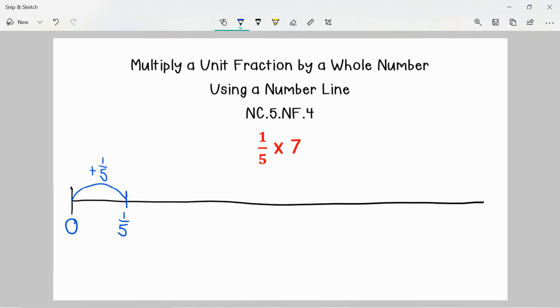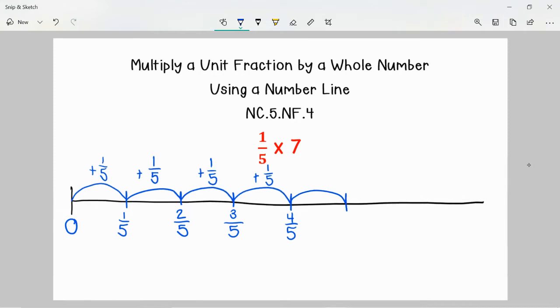And I know that would be 1/5. Then 1/5 more, and that would be 2/5. Then 1/5 again, that would be 3/5. Another 5th, and that would be 4/5. Another 5th, and that would be 5/5, which we know is also equal to one whole.